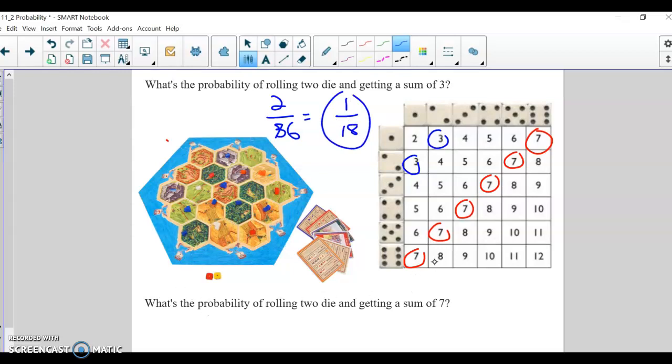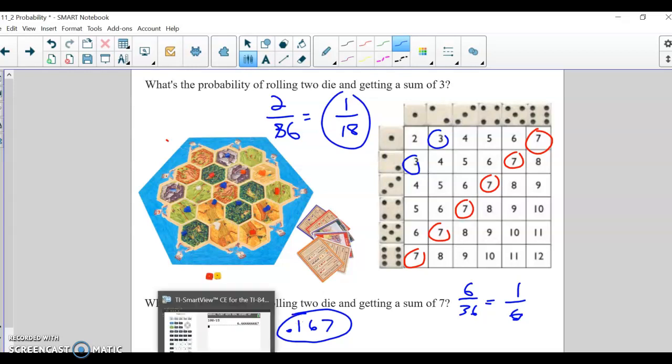7, on the other hand, is much more likely. If you count these different ways, there's 6 different ways to get 7 out of 36. Okay, so there's a 1/6 chance that when you roll 2 dice, you will get a 7, right? Which again, I think we did before is about 17%.